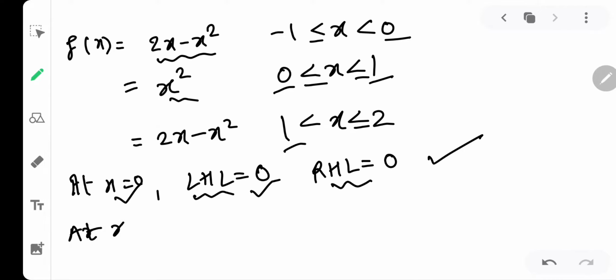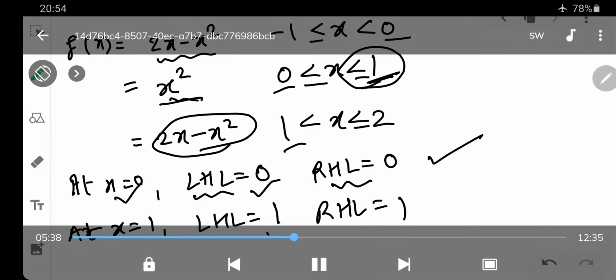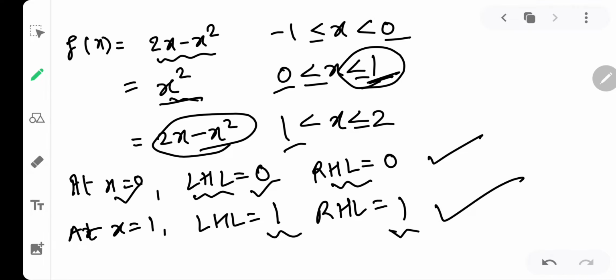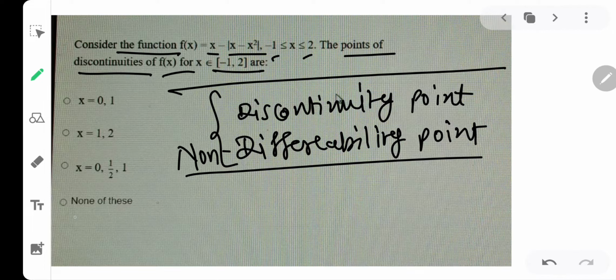And at x equal to 1 you need to check. At x equal to 1, LHL means this particular value, which is 1, and RHL means this particular value. Put x as 1, 2 minus 1 square, which is 1. See, LHL and RHL are both the same, hence it is a continuous function. So it is a continuous function everywhere, because the only suspected points were 0 and 1, where there was a change in the function, but there is no discontinuity point. Hence the correct answer to this question will be none of these, because there is no discontinuity point.